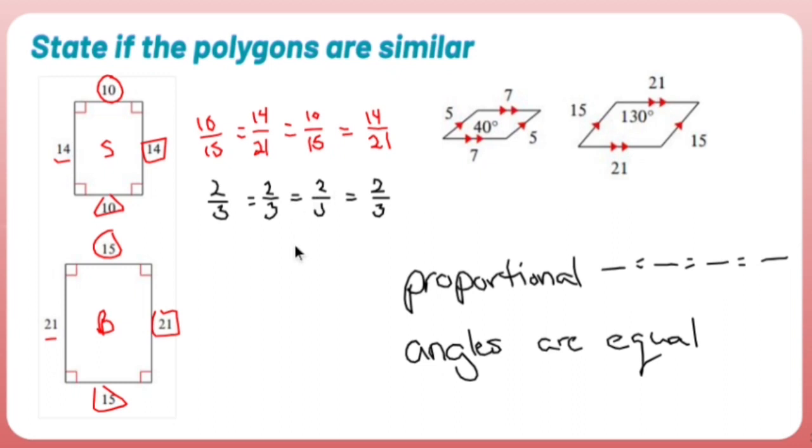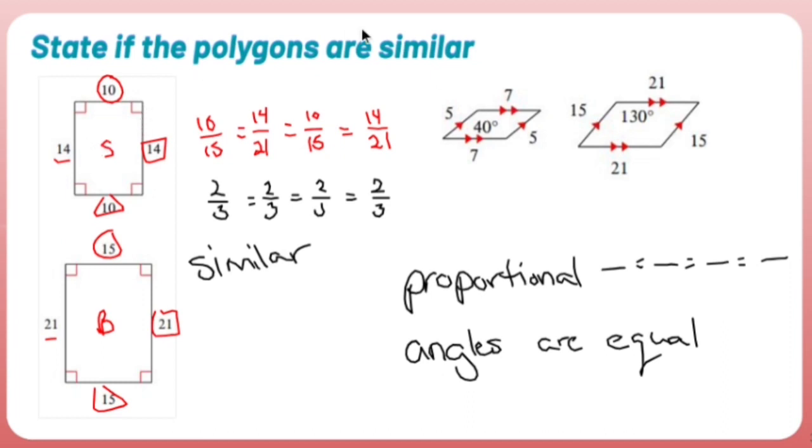Now I have to make sure corresponding angles are exactly the same too. So 90 matches up with 90, and 90 matches up with 90, and so on. So the angles are good, the proportional's good. These two are similar. Okay? Now, let's do this again over here on the right side.